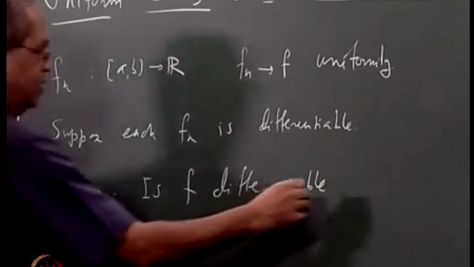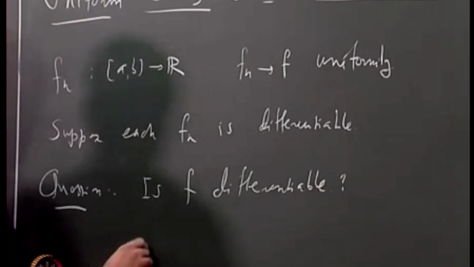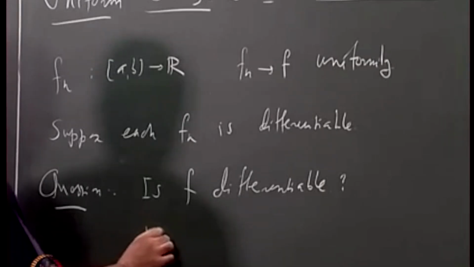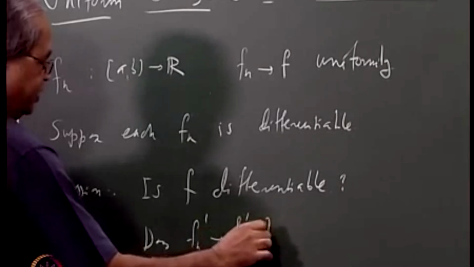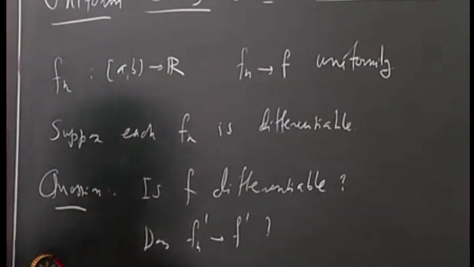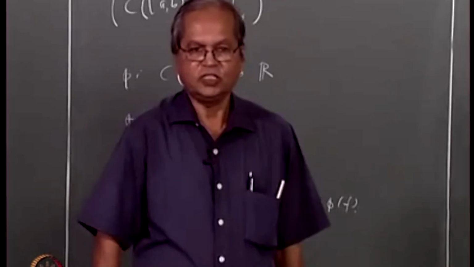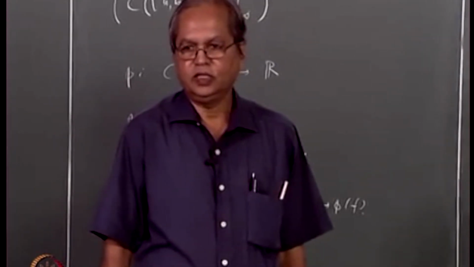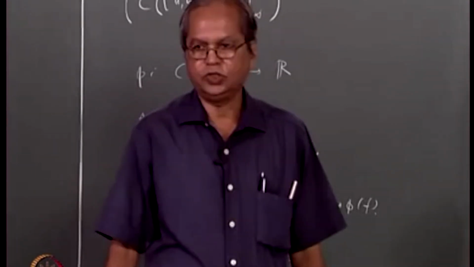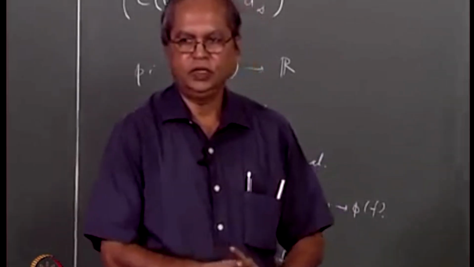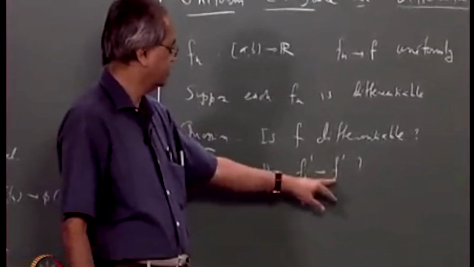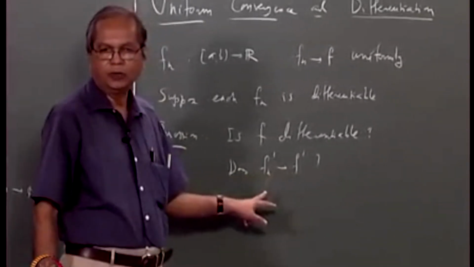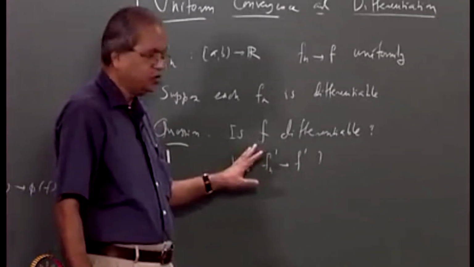Is f differentiable, and does fn prime converge to f prime in whatever sense, pointwise, uniformly, whatever. Okay, the answer to both the questions is no. Even if fn converges to f uniformly, it is not necessary that f must be differentiable, and even when f is differentiable, this may or may not happen. It is fairly easy to construct examples.